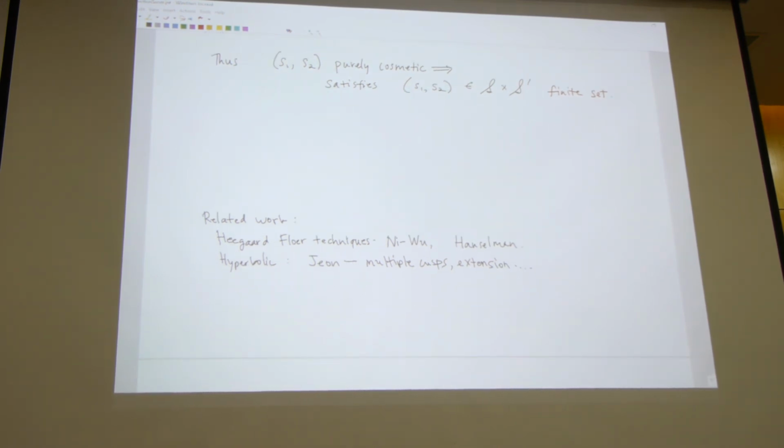Why can't you just run this check on the SnapPy census manifolds? Yeah, you could run this check on the SnapPy census manifolds. It would take a long time, but it could be done in theory.